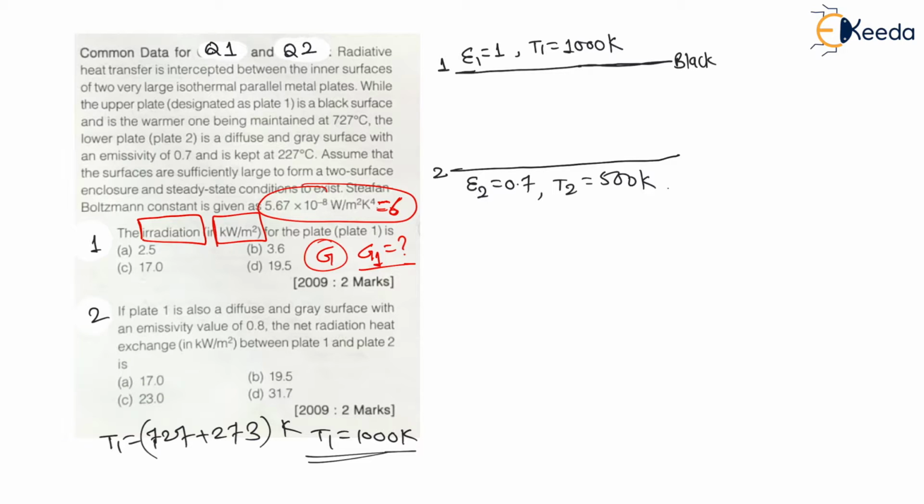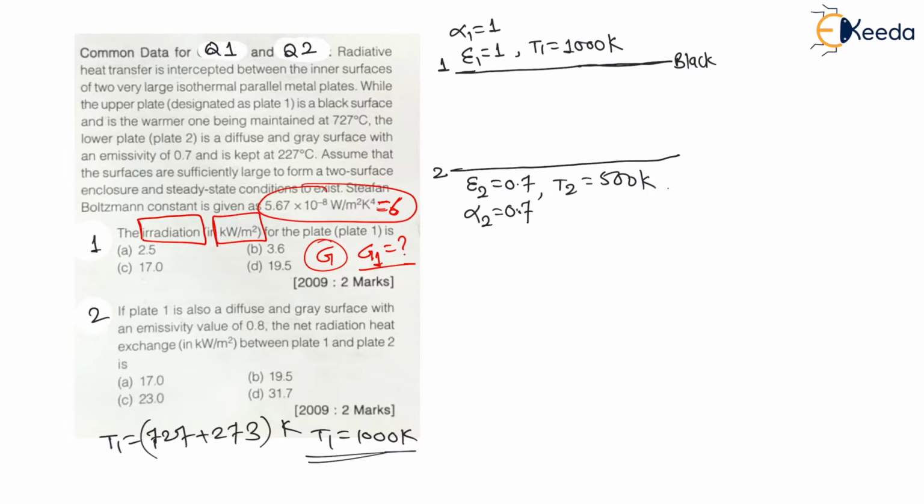Now for the first question, plate 1 is a black surface, therefore emissivity as well as absorptivity, as per Kirchhoff's law, emissivity is equal to absorptivity. Therefore this surface 1 is a perfect absorber as well as perfect emitter, and temperature is 1000 Kelvin. The second plate has emissivity of 0.7, therefore its absorptivity is also 0.7 as per Kirchhoff's law, and temperature T2 is 500 Kelvin. Therefore heat will flow from T1 to T2, the net heat transfer will be from T1 to T2.